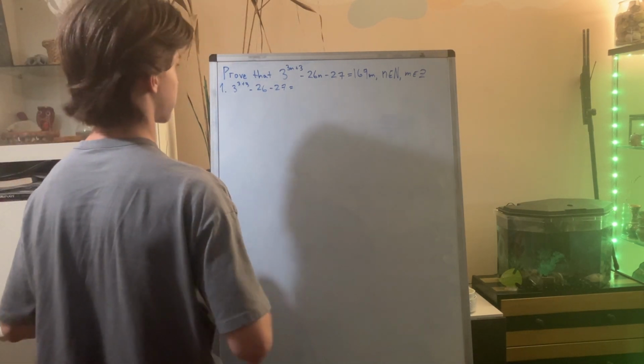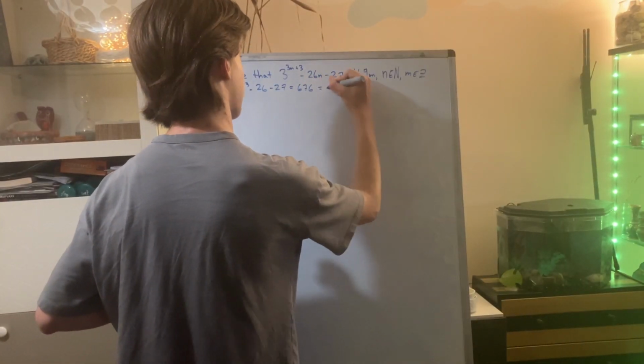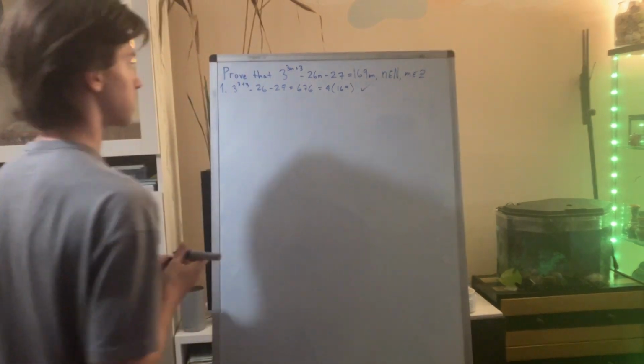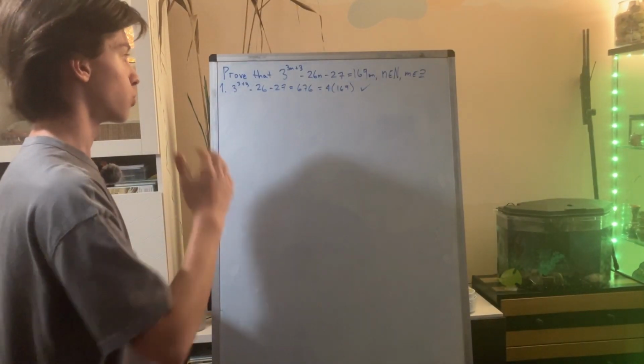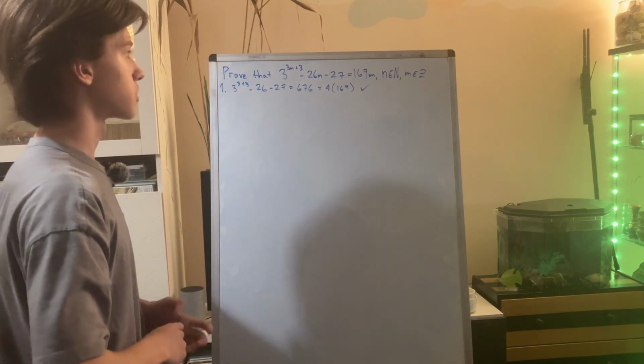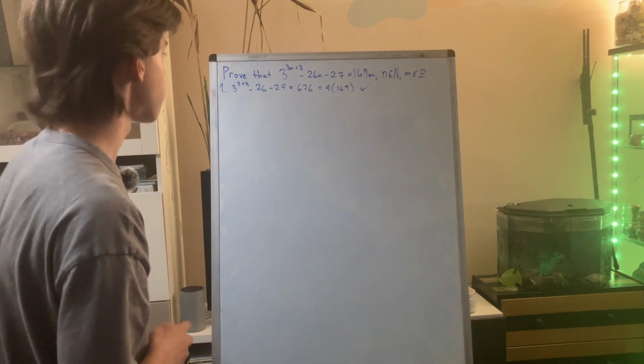And I'm going to spare you the calculation. This is going to be 676, which is in fact equal to 4 times 169. So our base case holds true. Now we just have to show that this expression works for the condition of n plus 1.